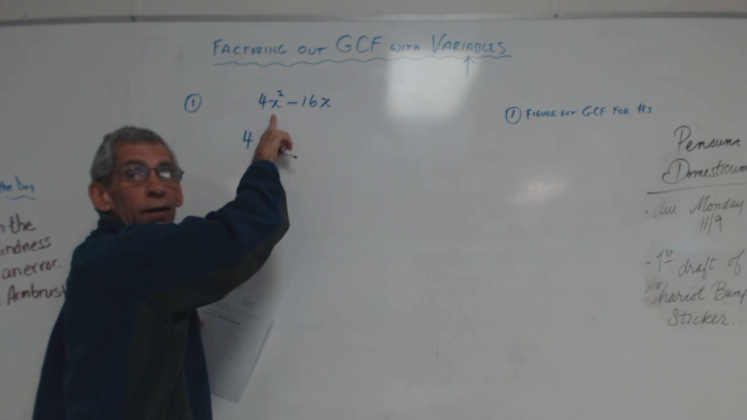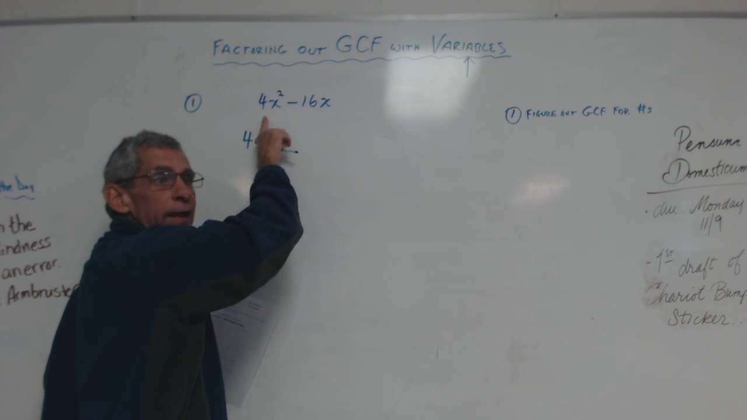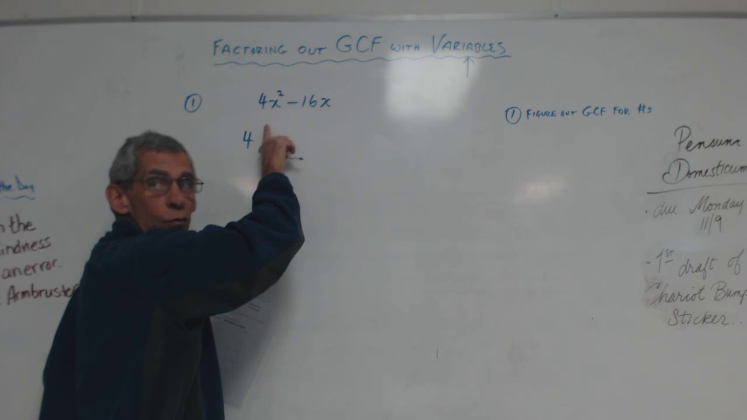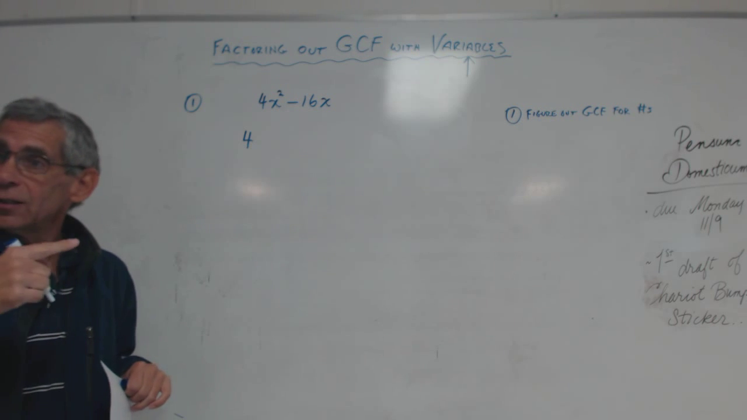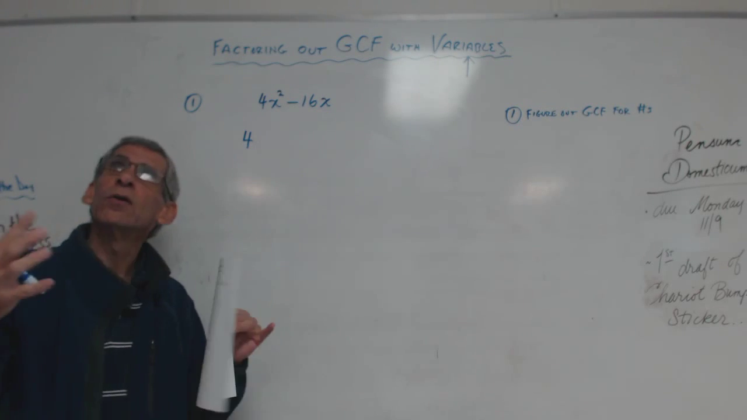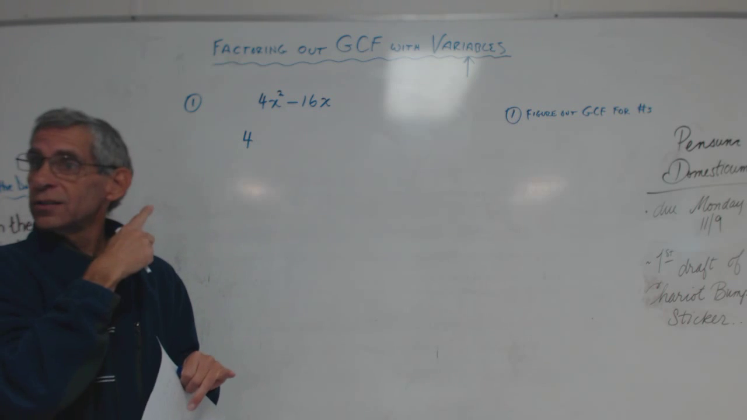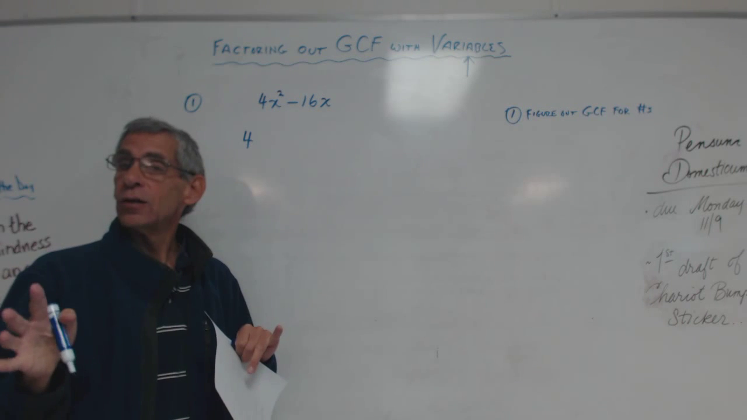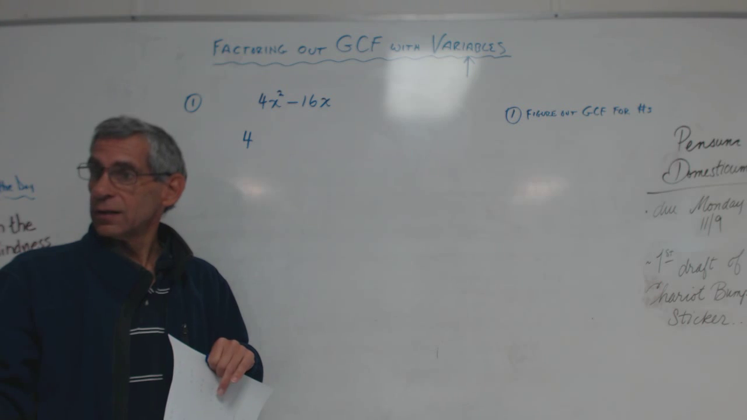How many x's does this one have? 2. How many x's does this one have? 1. Okay, what do they have in common? How many x's do they have in common? 1. They both have 1x. Does that make sense? In some ways, the variables are easier than the numbers. Because with the numbers, you have to figure out 4 and 16, what goes into what. With the variables, you only have the choices that are there. You have either x squared or x. That's it. And you always choose the one that's smaller, so you do the x, not the x squared.